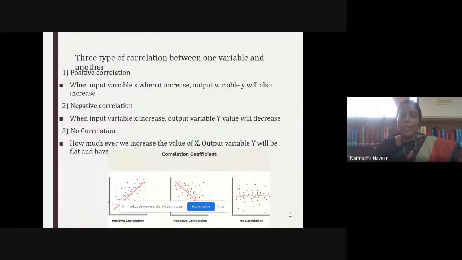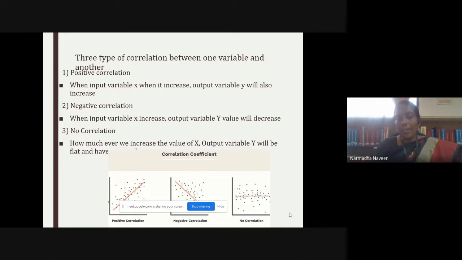So generally, when we assess the relationship between the dependent variable and the independent variable, there are three different categories of relationship: positive correlation, negative correlation, and no correlation. In positive correlation, whenever there is an increase in the input variable, there will be a proportional increase in the output variable. In the case of negative correlation, when there is an increase in the input variable, there will be a decrease in the output variable.